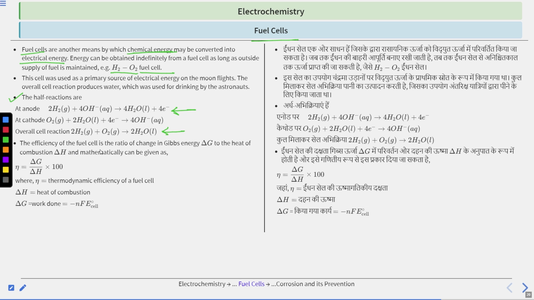The efficiency of a fuel cell is the ratio of change in Gibbs energy, delta G, to the heat of combustion, delta H, and mathematically it can be represented by eta equals delta G by delta H times 100. Eta is the thermodynamic efficiency of a fuel cell, delta G is work done, which is also equal to minus nFE naught of cell, and delta H is the heat of combustion.